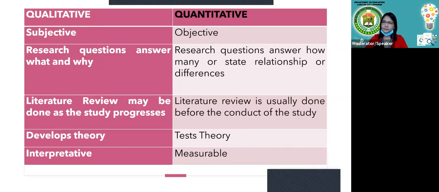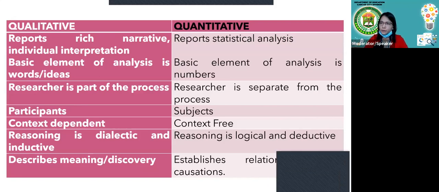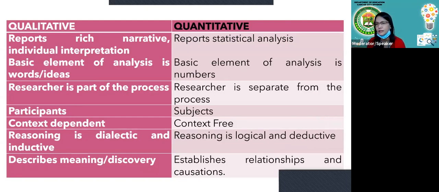Okay, next is qualitative reports rich narrative, individual interpretation. So you are going to interpret the responses of your participants. Basic elements of the analysis are words and ideas, while in the quantitative report statistical analysis. So you would use frequency counts, different hypothesis testing, like for example, t-test and so on. So the basic element of the analysis in quantitative are numbers, okay?